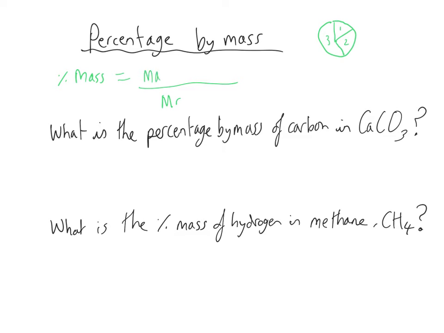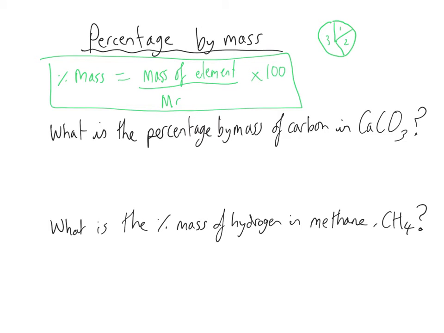And so you need the mass of a particular element divided by the total mass of the substance, and then because it's a percentage, we need to multiply it by 100 at the end. So this is an equation that is really important for you to be able to use. So let's put that into an example, because it's quite hard to get your head around it without an example.